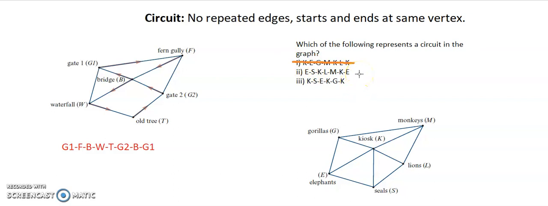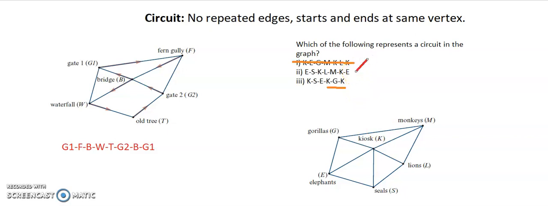Let's look at III. Again, I can see it's got KGK, so I know it can't be the circuit, but we'll test it out anyway. It says we're starting at K, going to S, going to elephants at E, going up to K, going to G, and then going back to K. Again, it's going over the same edge. So our answer must be our second.